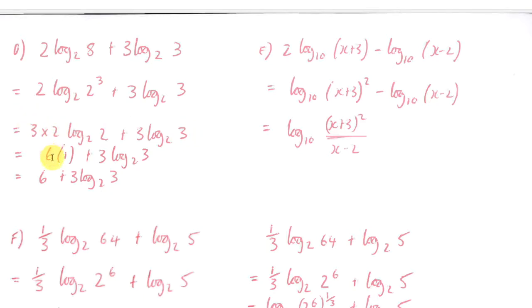3 times 2 is 6. Log base 2 of the number 2 is 1. And then I've still got my right hand side. 6 times 1, of course, is just the 6. So this is equivalent to 6 plus 3 log base 2 of 3.